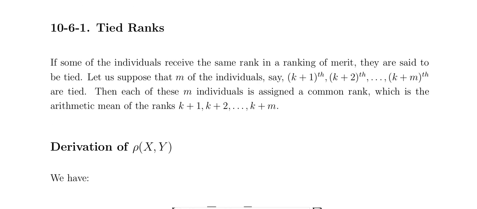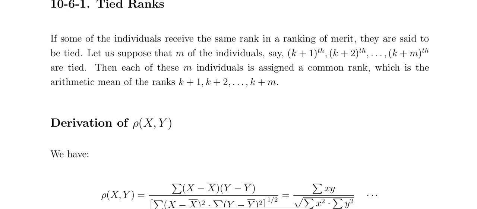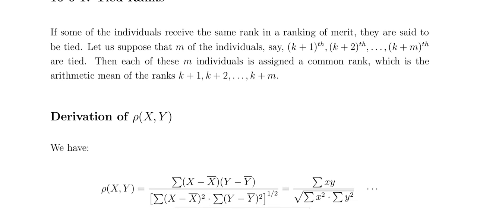Suppose that ranks are tied, that is, they get the same rank. If some individuals receive the same rank in the ranking, they are said to be tied. Suppose m individuals with ranks k plus 1, k plus 2, up to k plus m are tied. Then each of these m individuals is assigned a common rank, which is the arithmetic mean of the ranks k plus 1, k plus 2, up to k plus m.